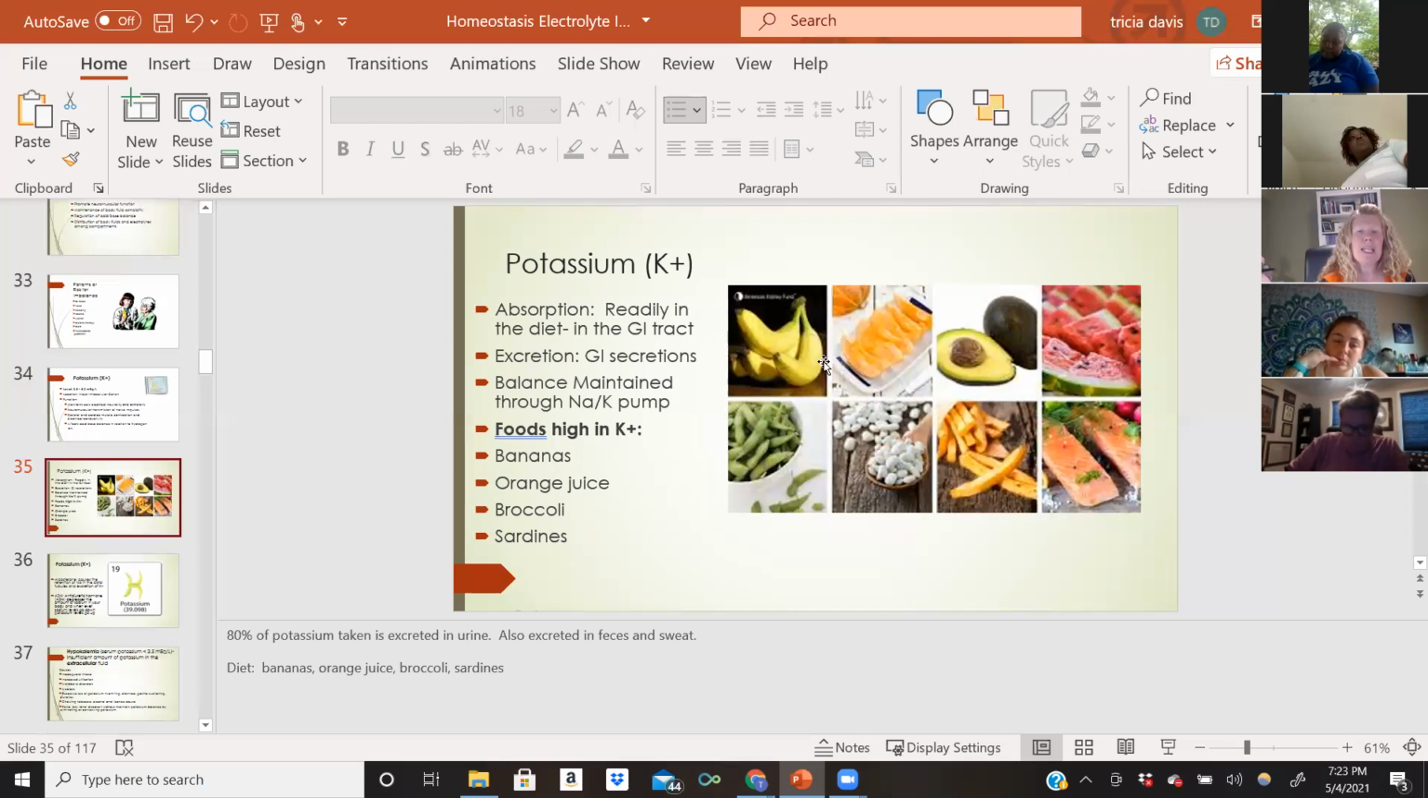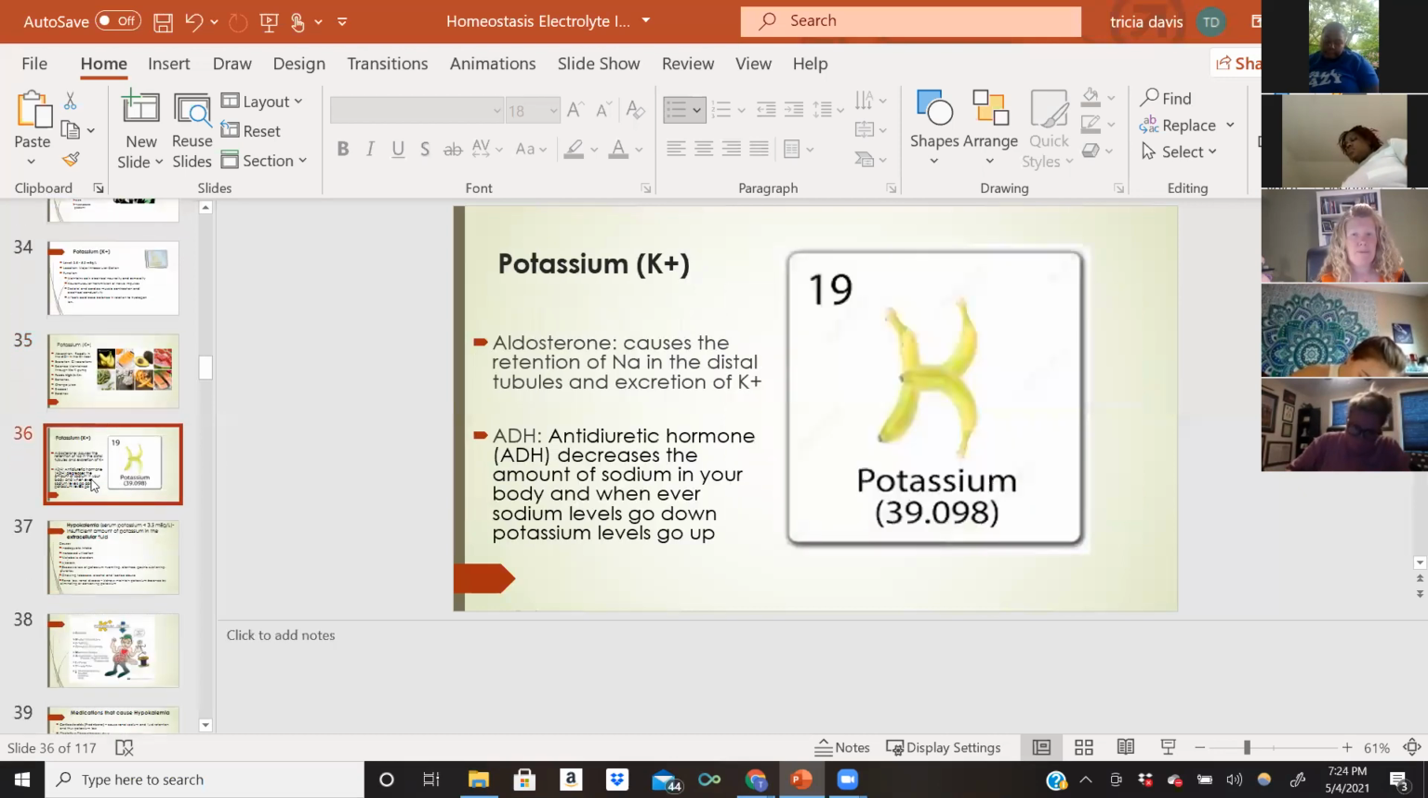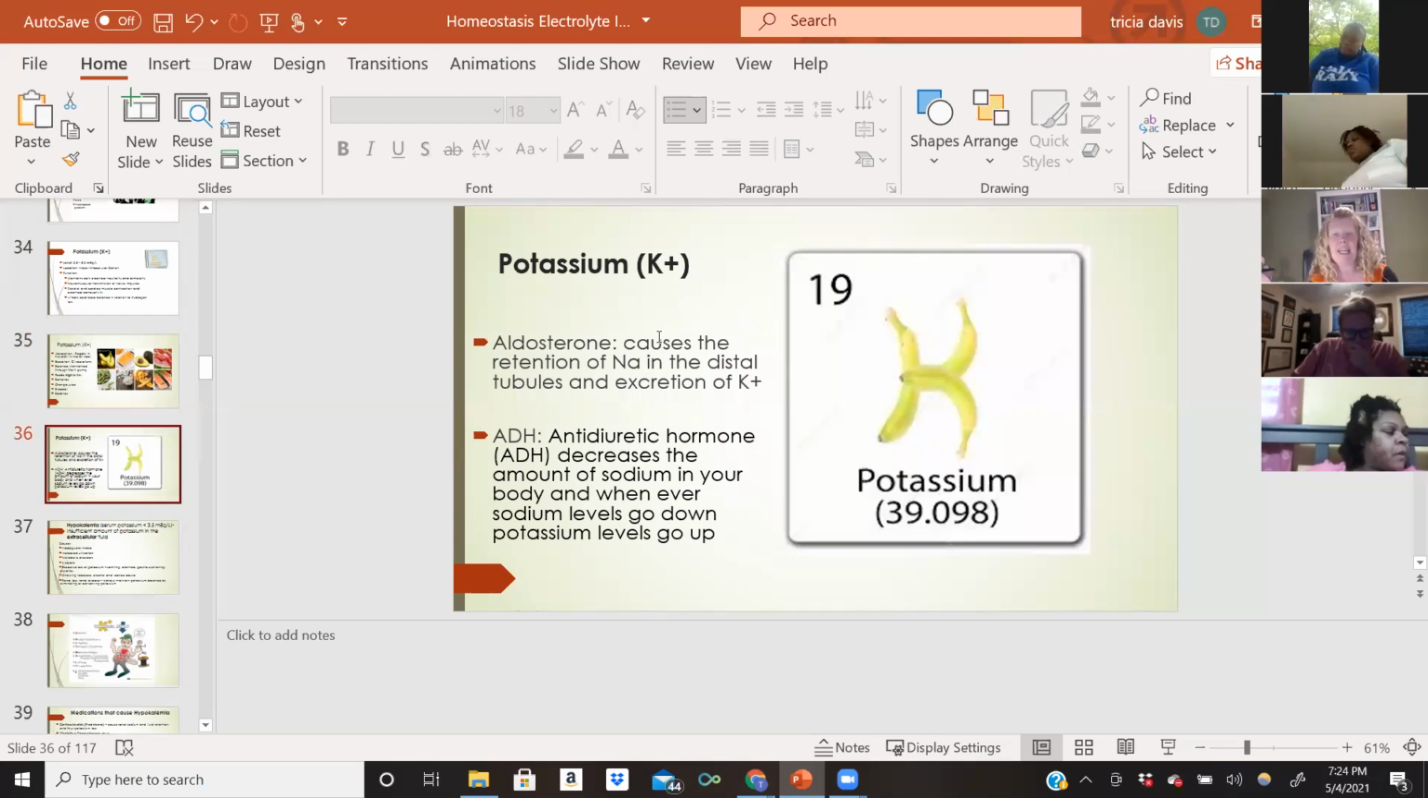And then potassium helps balance that sodium-potassium pump, right? You guys probably remember that from biology. Aldosterone causes the retention of sodium in the distal tubules and the excretion of K. And ADH, that antidiuretic hormone, is going to decrease the amount of sodium in our body. And whenever our sodium levels go down, then our potassium levels are going to go up.